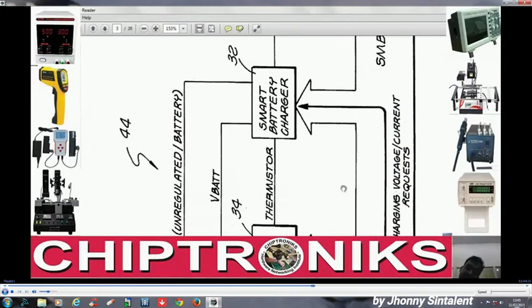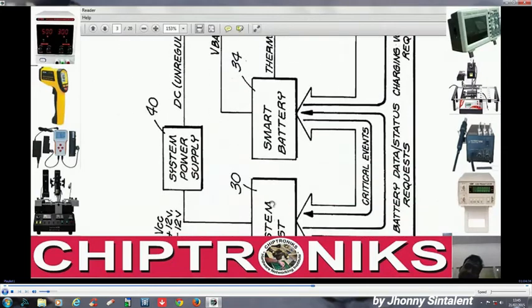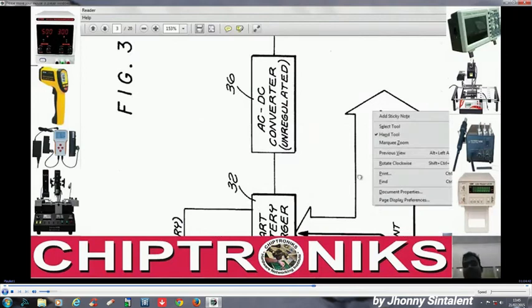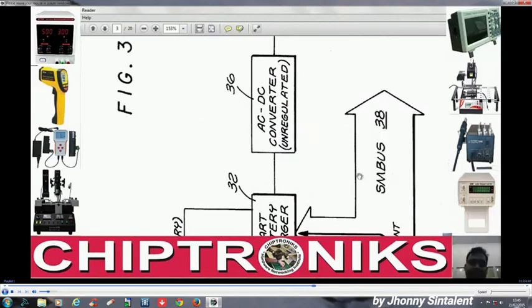Okay, so smart battery chargers, smart battery, and system host. They're all communicating through a SM bus. So I hope the smart SM bus technology and the smart battery charger system is clear to you.